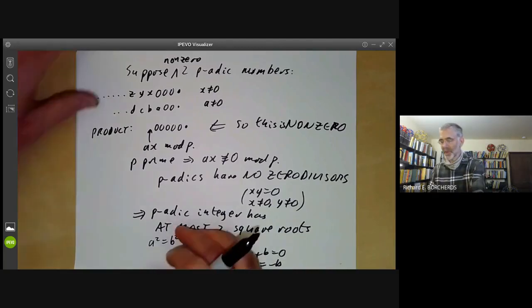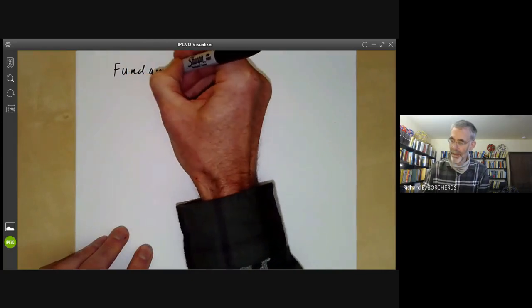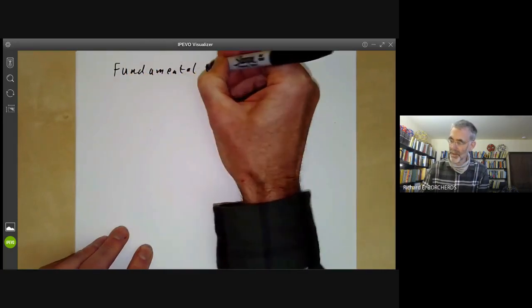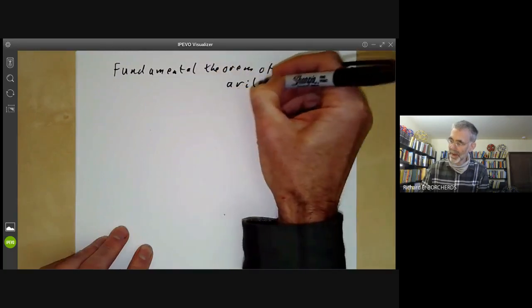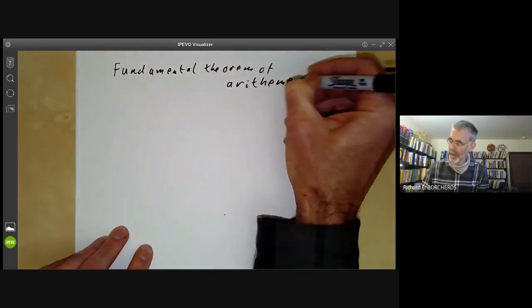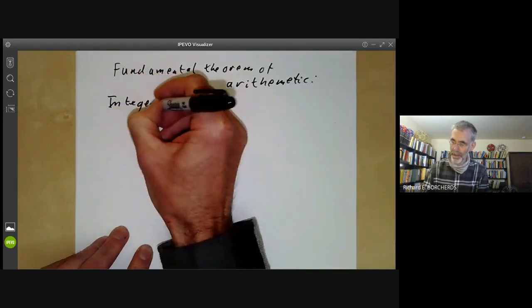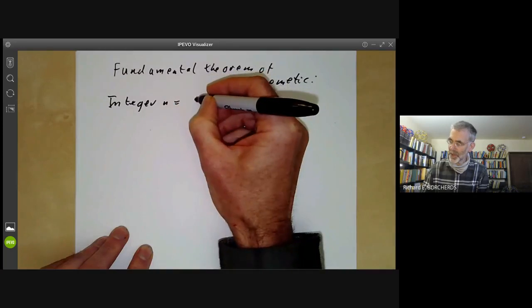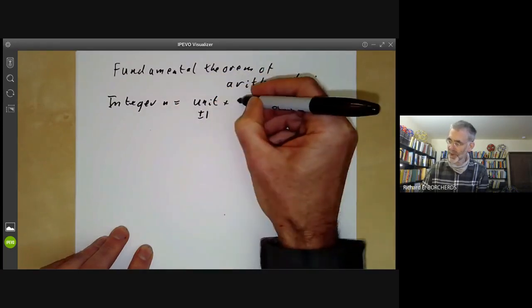Well, what else can we do with the p-adic integers? You remember we have the fundamental theorem of arithmetic, which says that if you've got an integer n, you can write this as a unit, which is plus or minus one, times a product of primes.